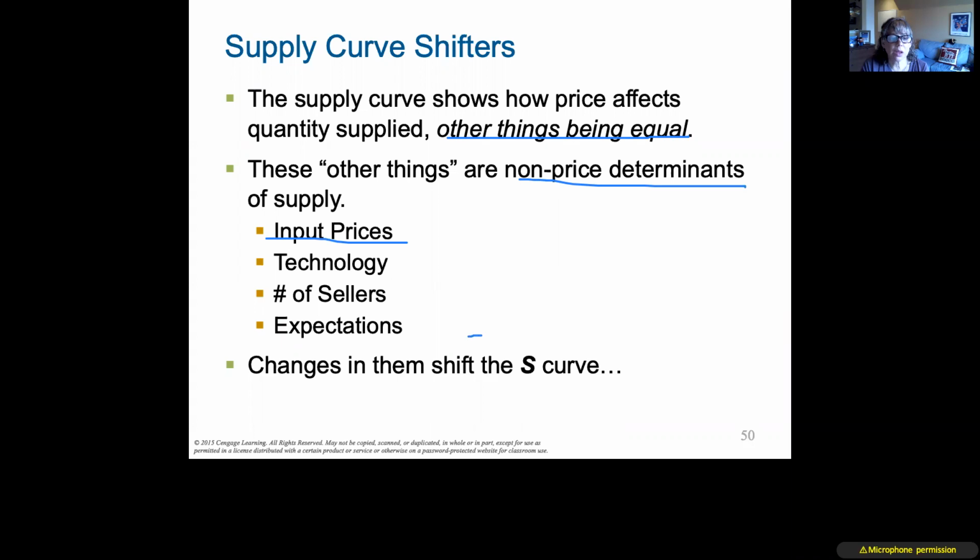Technology, directly associated. Well, what's technology? Technology is things like better espresso machines, better frothers, etc. The number of sellers. How many people are in the market? Because remember, there's only so much demand for coffee at that price. But the more sellers there are, the less each one can supply. And expectations, very similar to our demand curve. For the supply curve, expectations also matter.